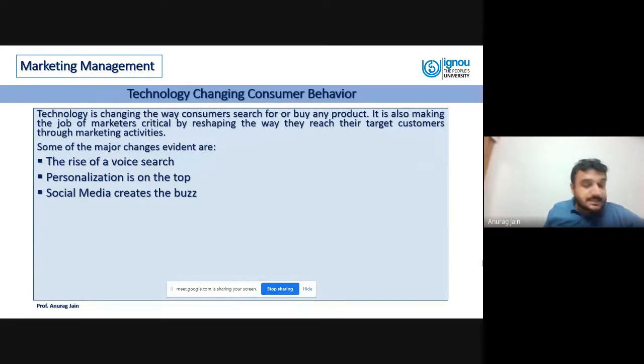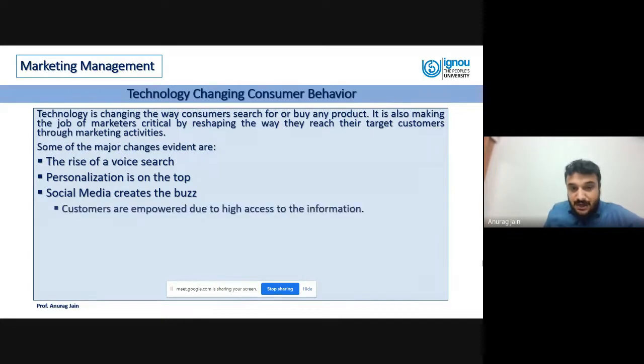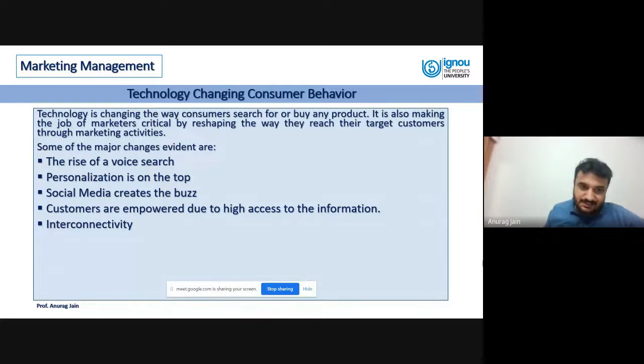Social media is creating a buzz, and it is a very important tool nowadays to promote something. If you are starting something from scratch, you don't require all those resources which people previously put into their businesses. You can start something at your home and create a buzz about it. Customers are more empowered due to high access to information. We are very informed customers. We have information available about the products, their features, quality, characteristics, and who the sellers offering them are, and that is the reason we are informed customers.